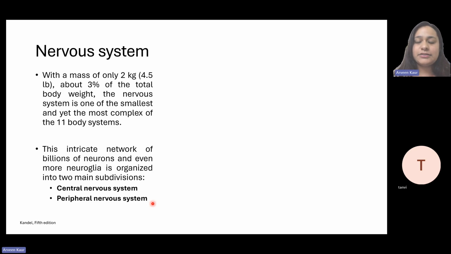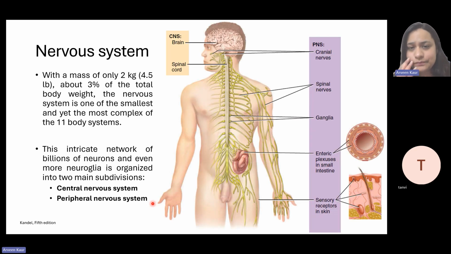The peripheral nervous system comprises the nerves that are there, and certain sensory neurons, etc. So this is the CNS, that is the brain and the spinal cord, and this is the PNS, which is cranial nerves, spinal nerves, ganglia, enteric plexus in the small intestine, and sensory receptors in the skin.